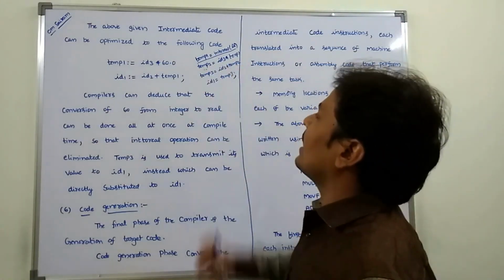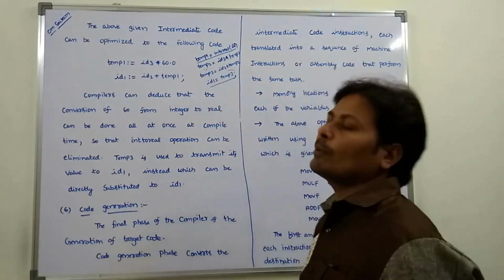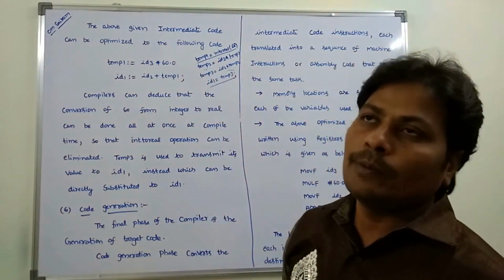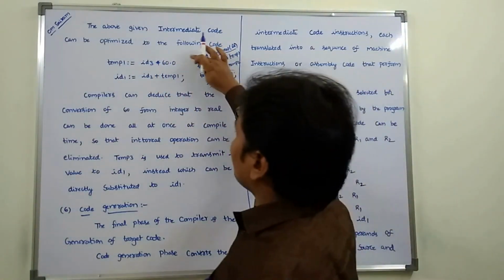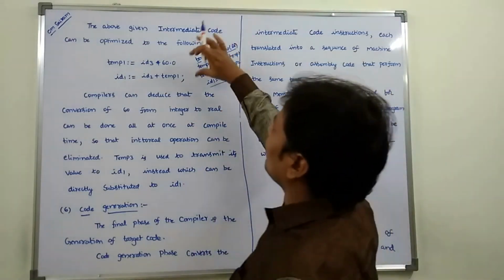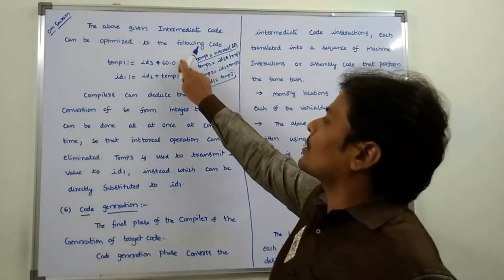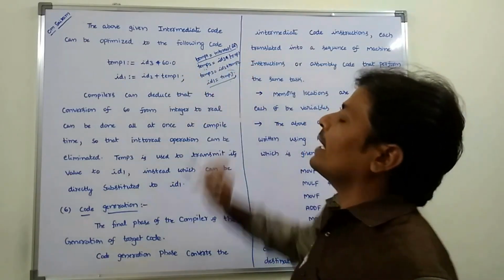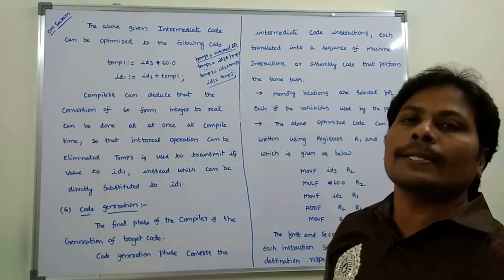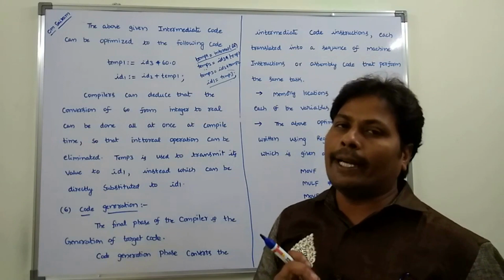So that can be directly assigned, and this instruction is also eliminated because whatever the result we are getting at instruction 1, that can be directly assigned to ID1. So these 4 instructions are the intermediate code representation. This intermediate code representation can be optimized into these 2 instructions by eliminating this one and by eliminating this one. Only 2 instructions are the optimized code instructions for the given statement: position is equal to initial plus rate into 60.